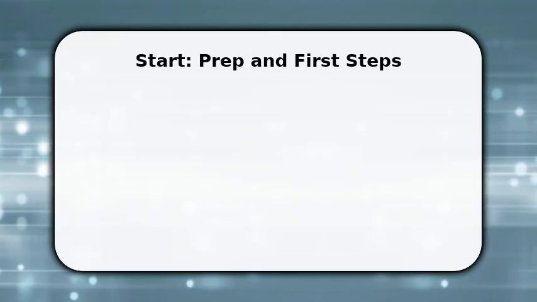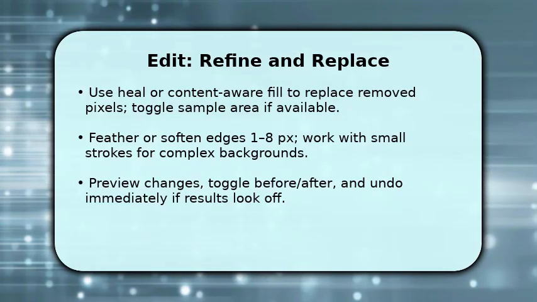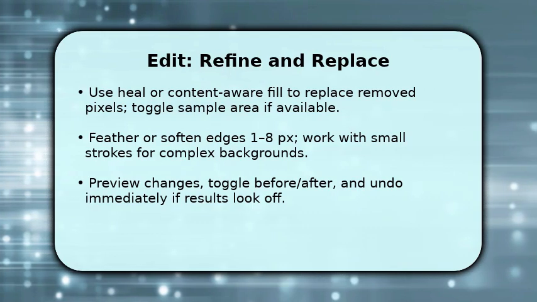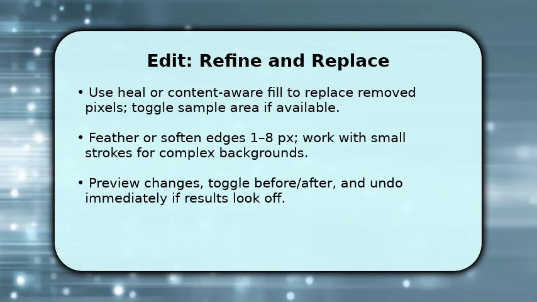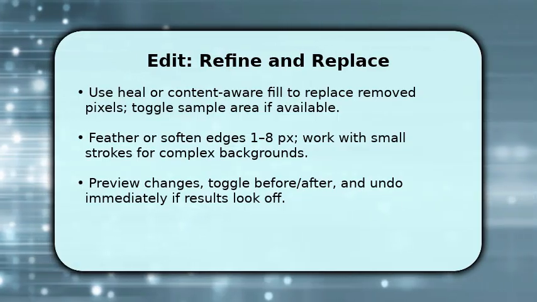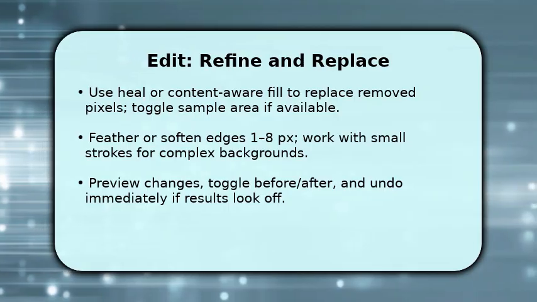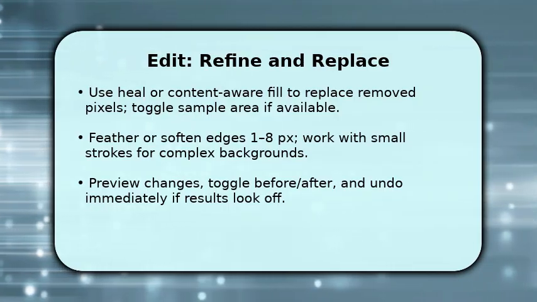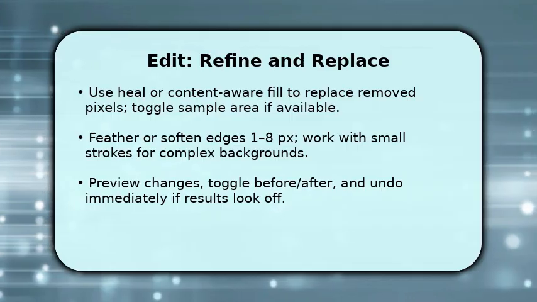Now select the unwanted object carefully, following its contours without rushing. Once the selection is made, choose the Heal or Content-Aware Fill option to let the app synthesize background texture automatically. You want to control the replacement area. If the app lets you sample a different source, pick a nearby similar texture. Make sure to feather the selection slightly, 1 to 8 pixels, so edges blend naturally.